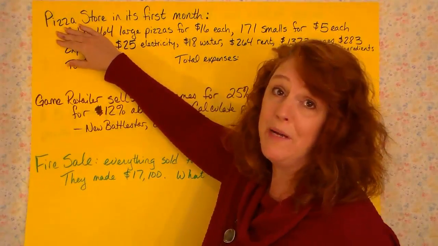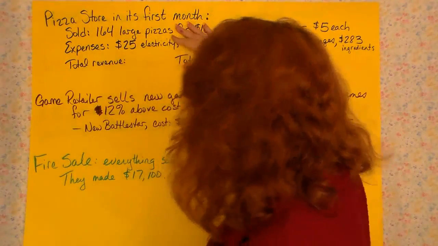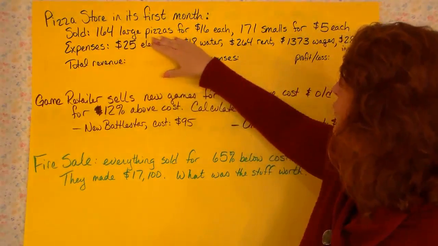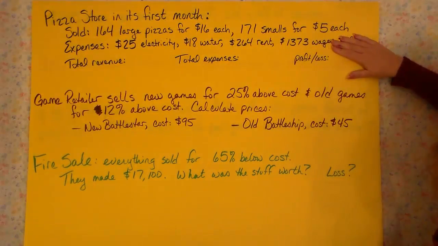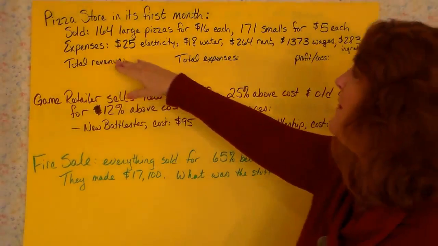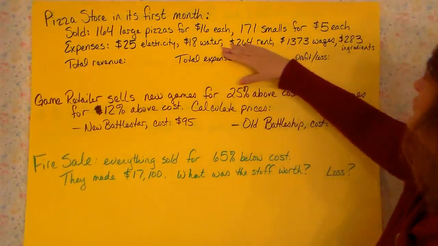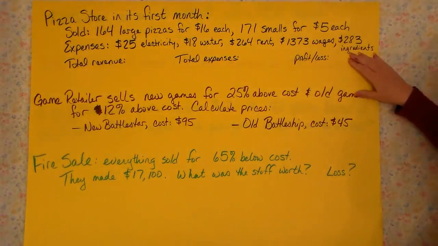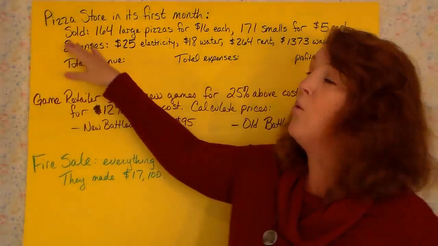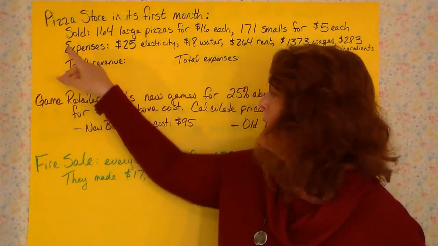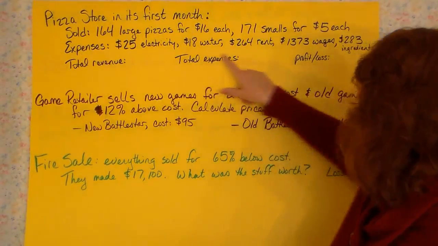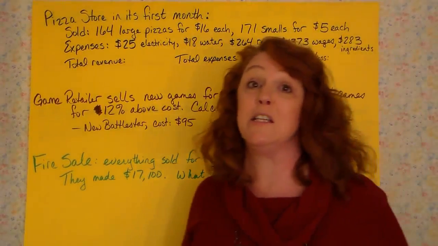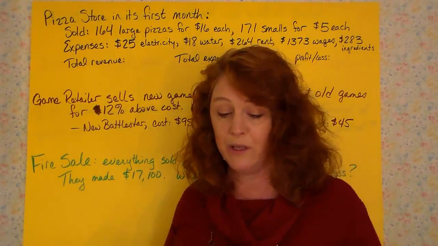So let's say we're opening a pizza store, and in the first month we've sold 164 large pizzas for $16 each and 171 small pizzas for $5 each. And these are all of our expenses for electricity, water, rent, wages, and ingredients. The question is, what is the total revenue, which means the money coming in, the total expenses, which is the money going out, and then the profit or loss. Did we make money at the end of the month or did we lose money?